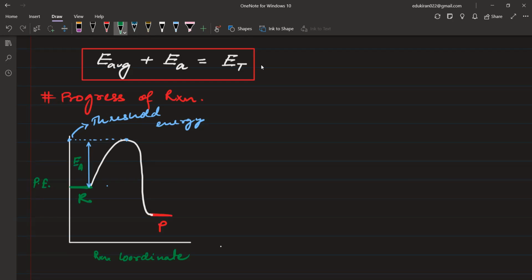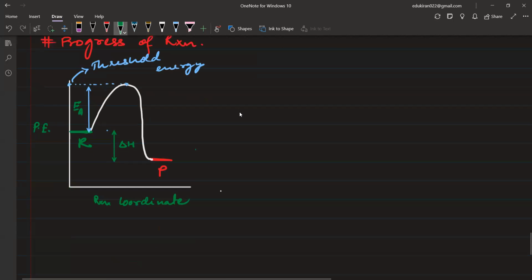Okay, Ea, activation energy. Now, the difference between the energy of the reactant molecule and the product is known as the enthalpy of a reaction, given by delta H. Delta H is the energy of product minus energy of reactant. Now, if you look here, the energy of product minus the energy of reactant will be equal to, tell me what, positive or negative, guys? Which is greater, reactant or product? Which is having higher energy?